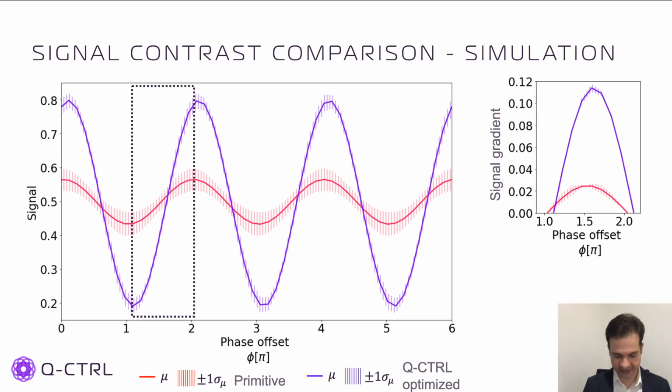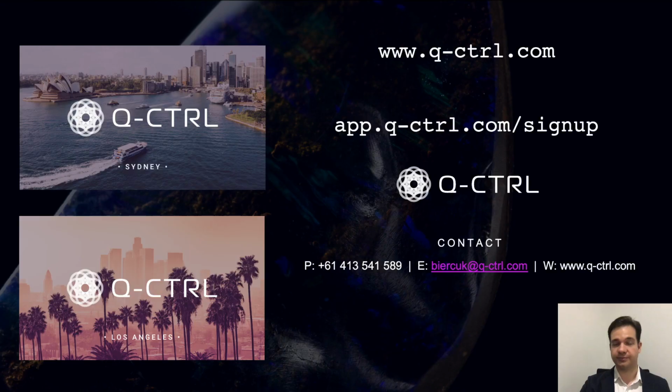So to summarize, we have shown that through carefully optimized quantum control, atom sensors in field conditions can be tangibly improved in terms of sensitivity. With this, I would like to conclude.